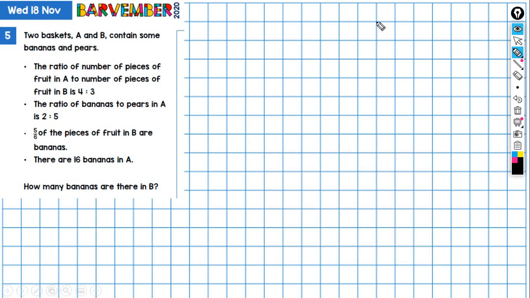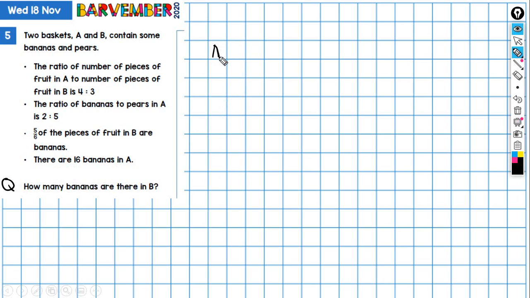Right, two baskets, A and B, contain some bananas and pears. The ratio of numbers of pieces of fruit in A to number of pieces of fruit in B is 4:3. The ratio of bananas to pears in A is 2:5. 5/6 of the pieces of fruit in B are bananas, and there are 16 bananas in A. And the question we're asked is, how many bananas are there in B?